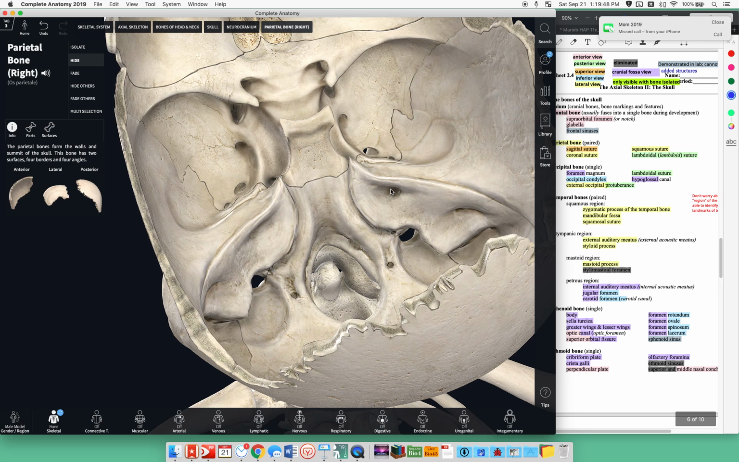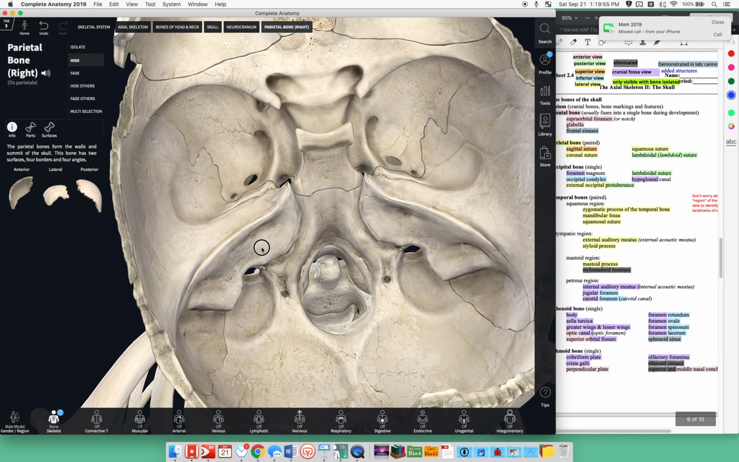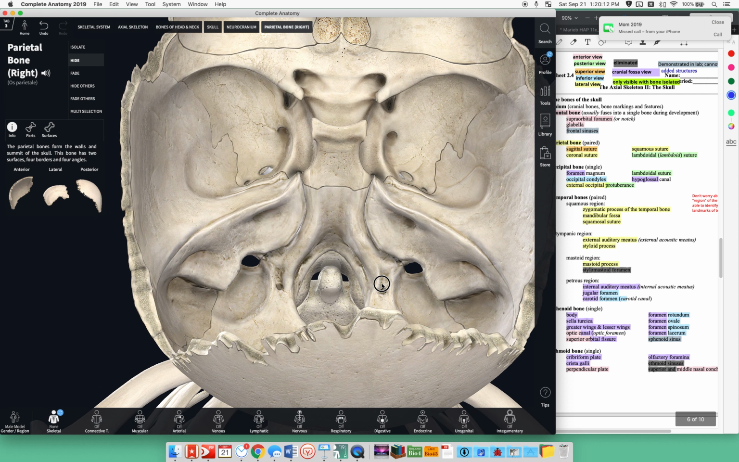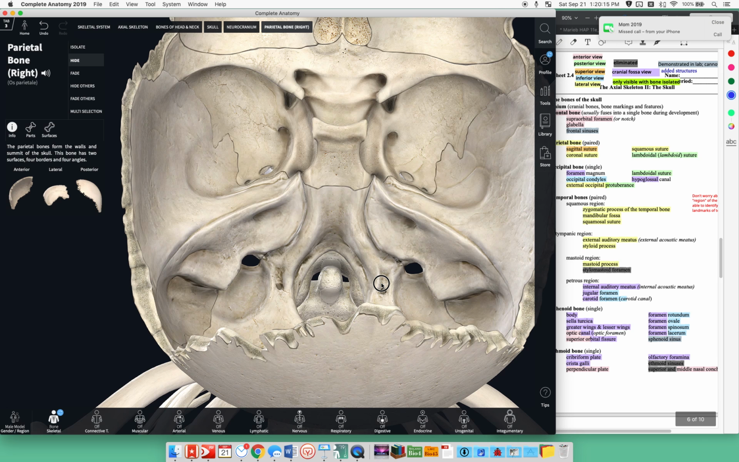Okay, so over here, these are the internal acoustic meatus, also known as internal auditory meatus. Again, these are the foramen lacerum. This big one here, foramen magnum. Lateral to that are these hypoglossal canals. Between the internal acoustic meatus and the hypoglossal canals, these are the jugular foramina.